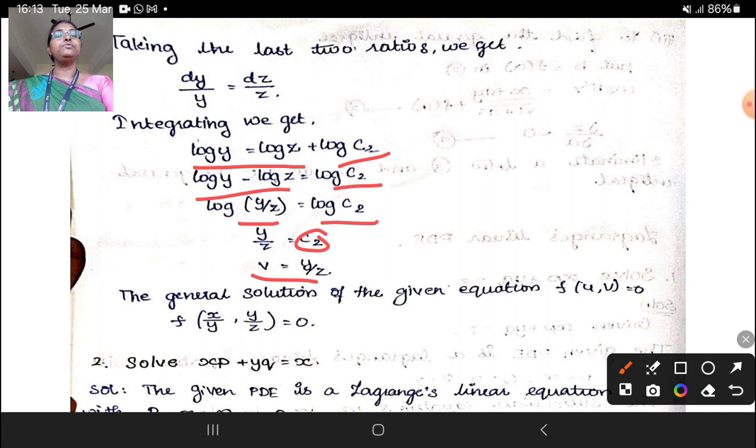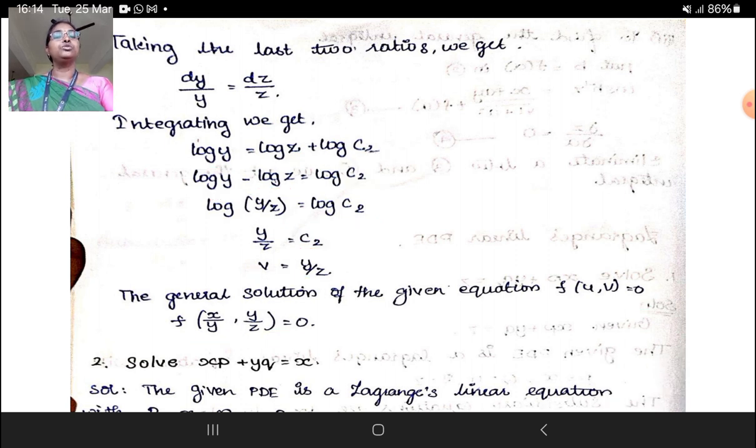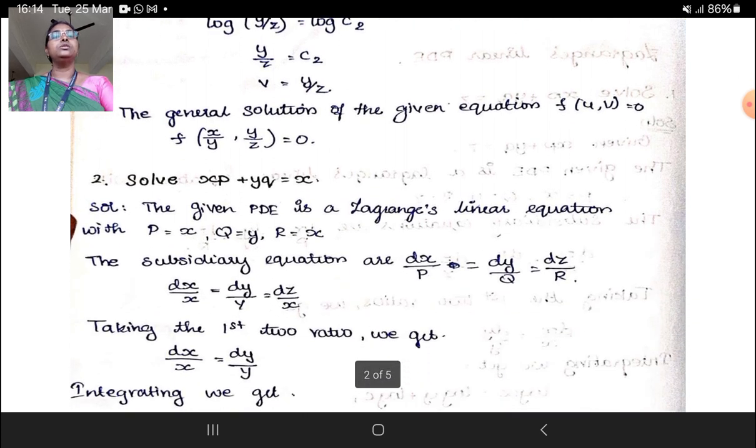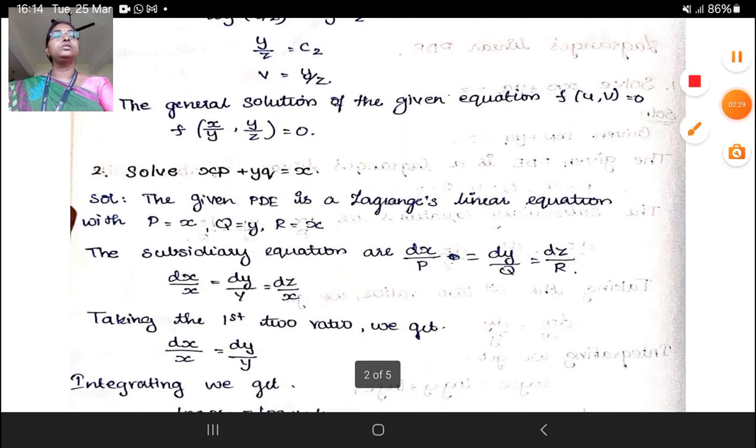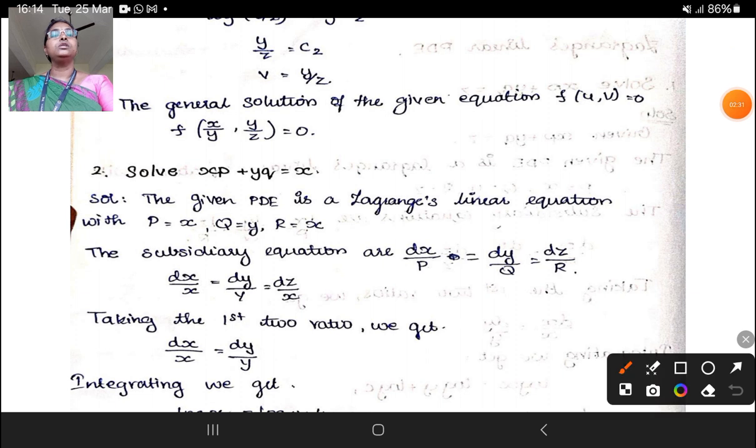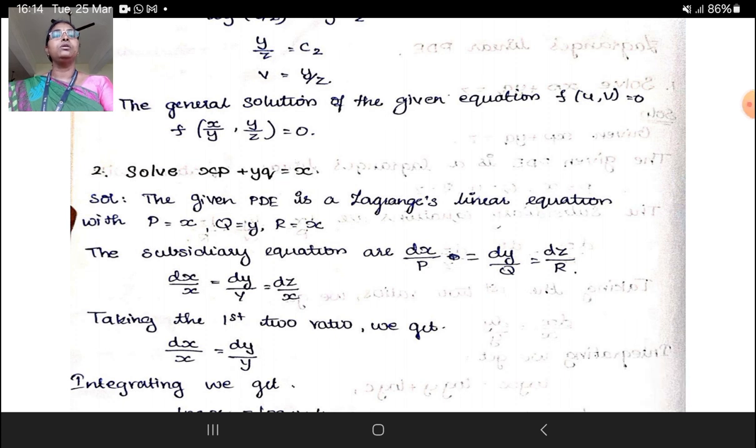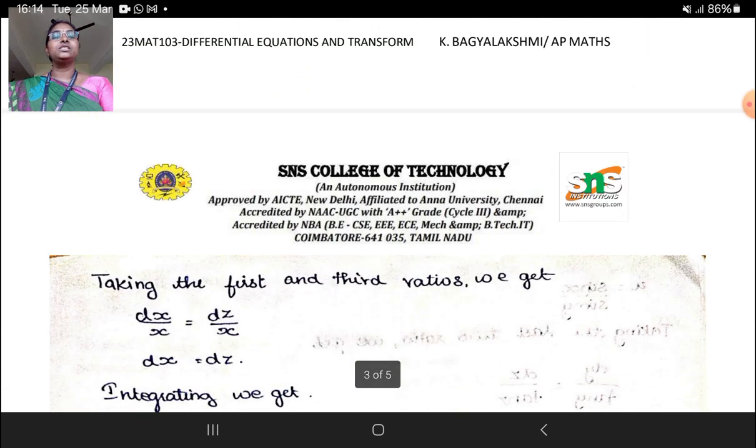The general solution we can write using these two: the function of u comma v equal to 0 is the general solution for this type. Instead of u and v, we replace the values, and we get the solution. The next sum is also the same for these terms. Instead of the right side value z given in the previous sum, here x is given. So it is the same model only. I move on to the next sum.